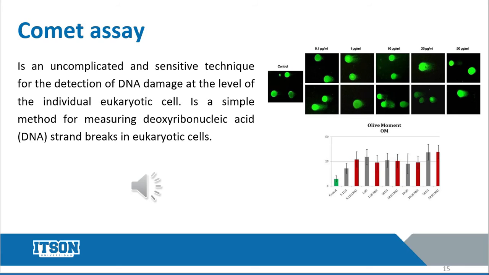Comet assay is an uncomplicated and sensitive technique for the detection of DNA damage at the level of the individual eukaryotic cell. It is a simple method for measuring deoxyribonucleic acid, DNA, strand breaks in eukaryotic cells.